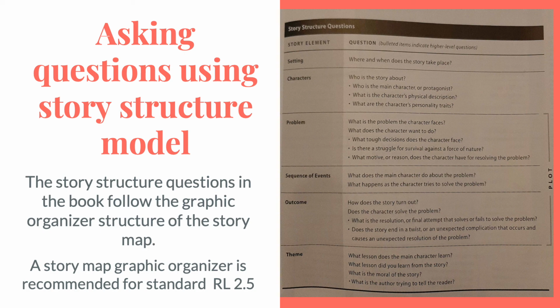The sequence of events, what does the main character do about the problem? What do the characters try to do? The outcome, how does the story turn out? How does the character solve the problem? The theme can be a little harder. The theme is a little bit of a higher level question. It takes some guidance. What lesson did you learn? What is the moral? What is the author trying to say?